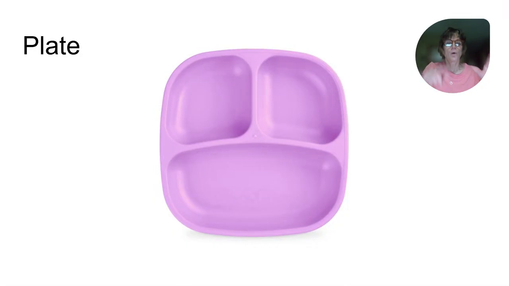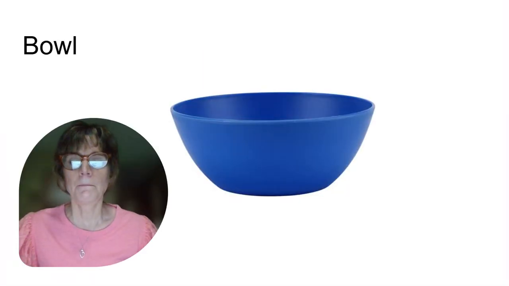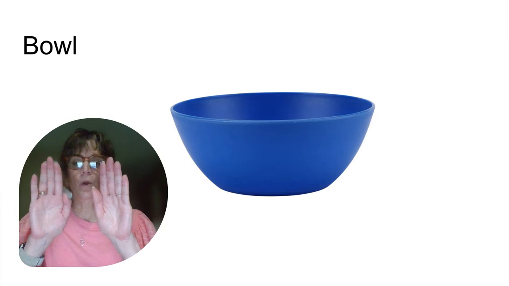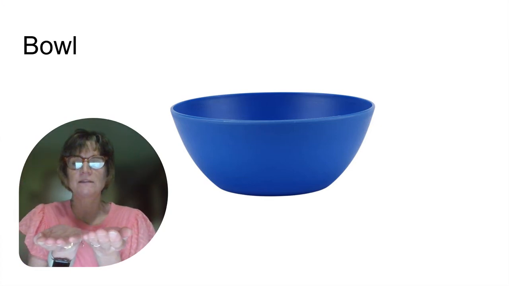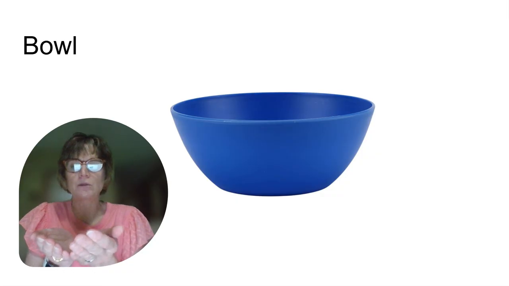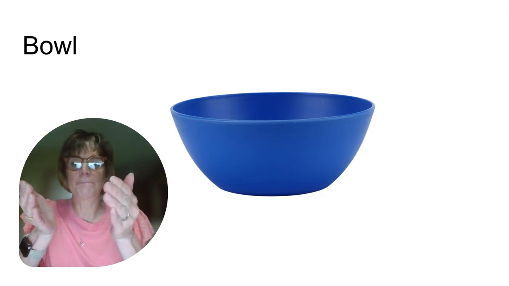Plate. With both hands, you're going to make a modified C hand shape. You're going to have it facing down. Plate. Bowl. You're going to have a flat B hand shape facing up, touching each side, and then you're going to outline the bowl. Bowl.